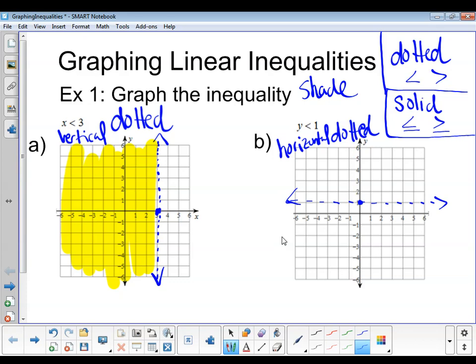This one you can think about the above and below. So we have y is less than 1. So the values that are going to be less than are going to fall on the lower side of that line. So when we shade, we're going to shade the lower side. Okay, and that's graphing and shading vertical and horizontal inequalities.